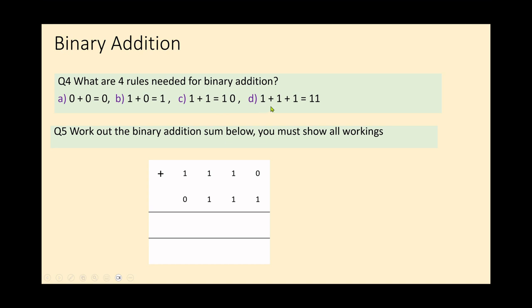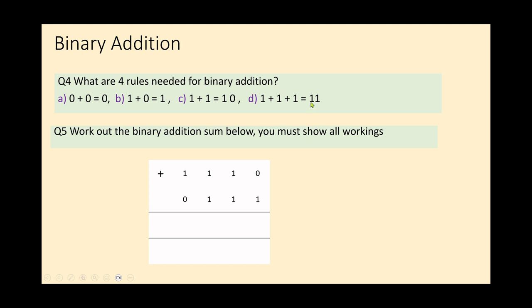And then we've got 1 plus 1 plus 1. This is the only other sum you will need, and that is 1, 1 or 3. And again, we can't write the digit 3, because for 1 plus 1 plus 1 we have to write our answer in binary, and that's 1, 1, which is the binary value for 3.